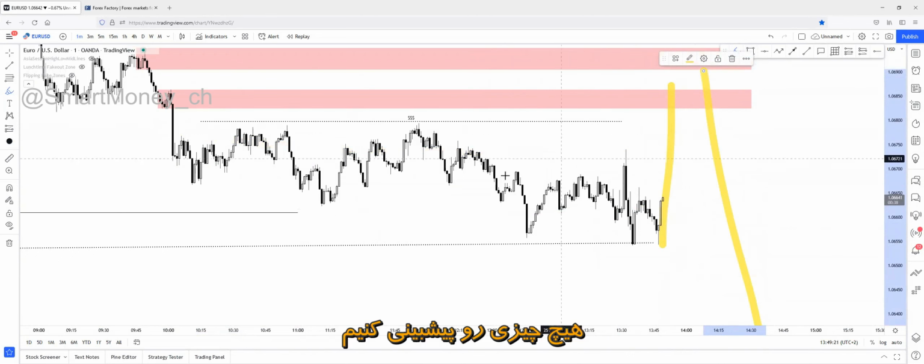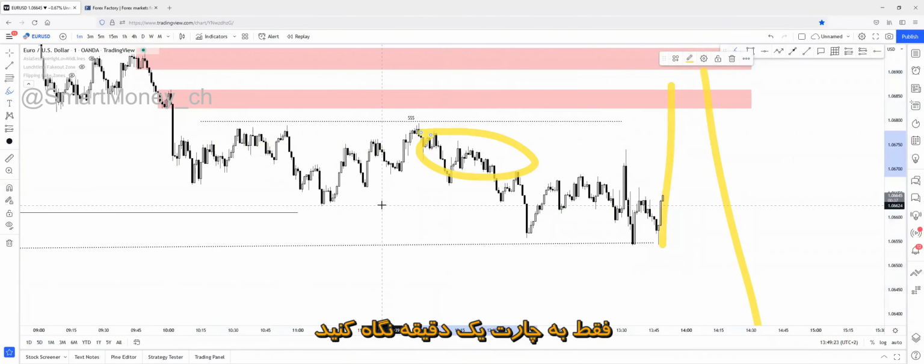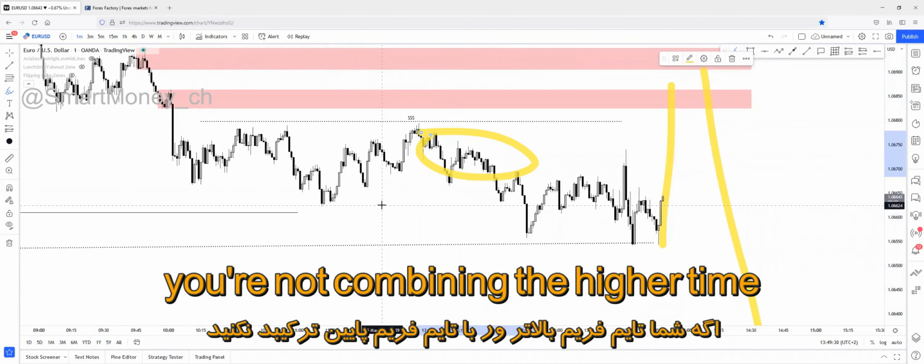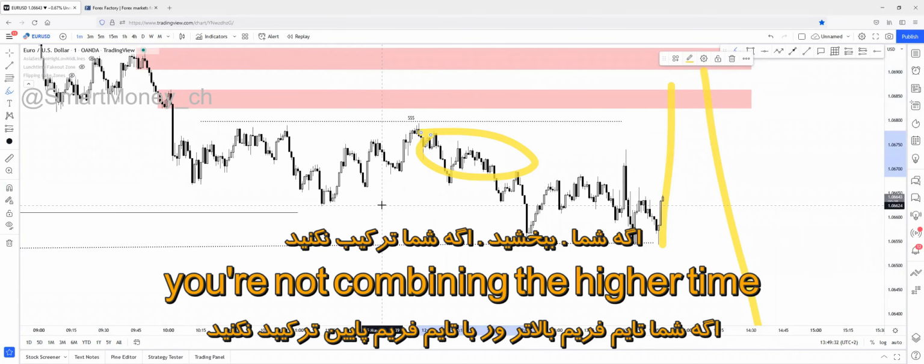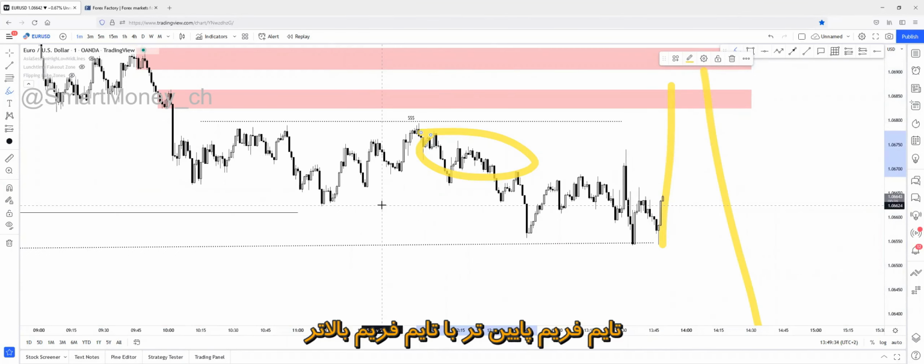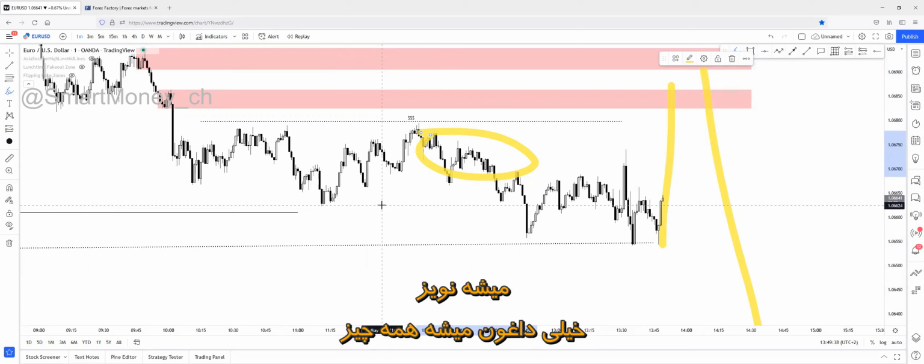We don't have to predict anything on these messy candles. Just look at this 1-minute chart. It's all noise. It's noise without the higher time frame. If you're not combining the higher time frame with the lower time frame, if you're not combining the lower time frame with the higher time frame, it will be a mess. It will be noise. It will be all messed up.